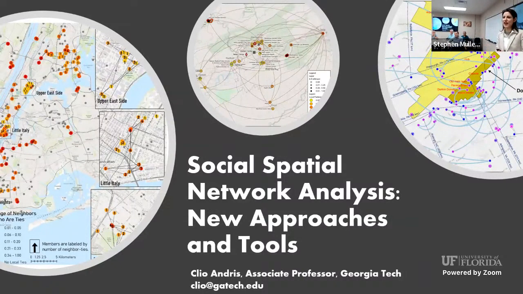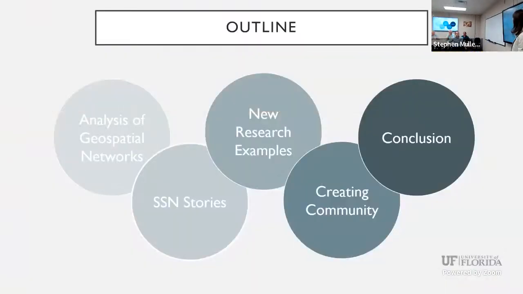Today I'm going to talk about my research on spatial social network analysis, which we abbreviate as SSN, but apparently most people think of that as social security number. So today it is just spatial social network analysis, new approaches, and some new tools. I'll talk a little bit about how we analyze geospatial networks. I go over some literature here about spatial social network stories. That is a kind of literature review, but I like sharing these stories. Then some new research examples. One is based on the Mafia, and the other one that we're still working on right now is based on a food sharing network in Blacksburg, Virginia. And then I'm going to talk a little bit about what we're trying to do to create some community around this topic, and then conclude.